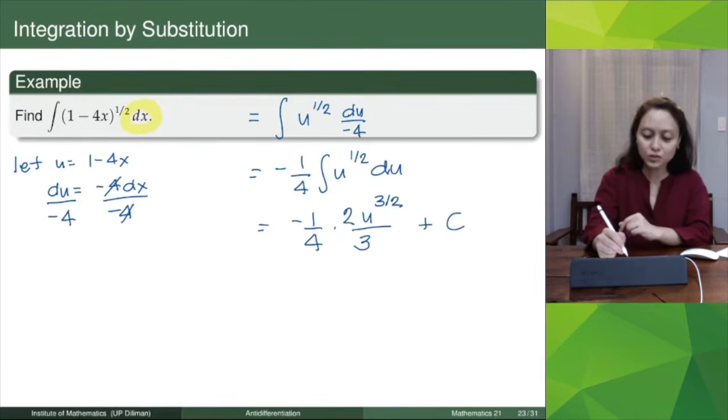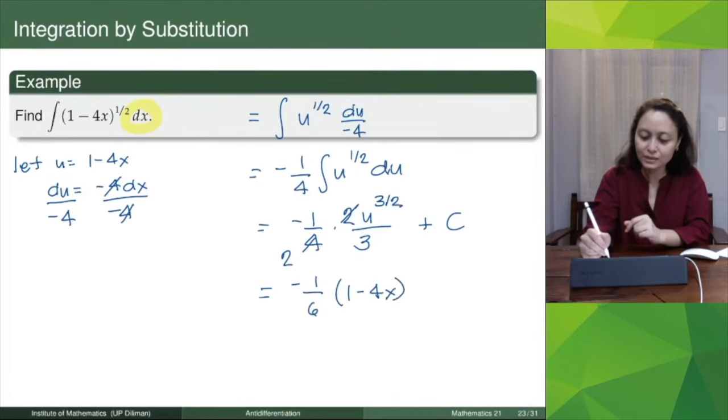Okay? Then substitute back. Ano yung u natin? 1 minus 4x. Okay, simplify muna ito. So we have negative 1 over 6 times (1 minus 4x) raised to 3 halves plus c.